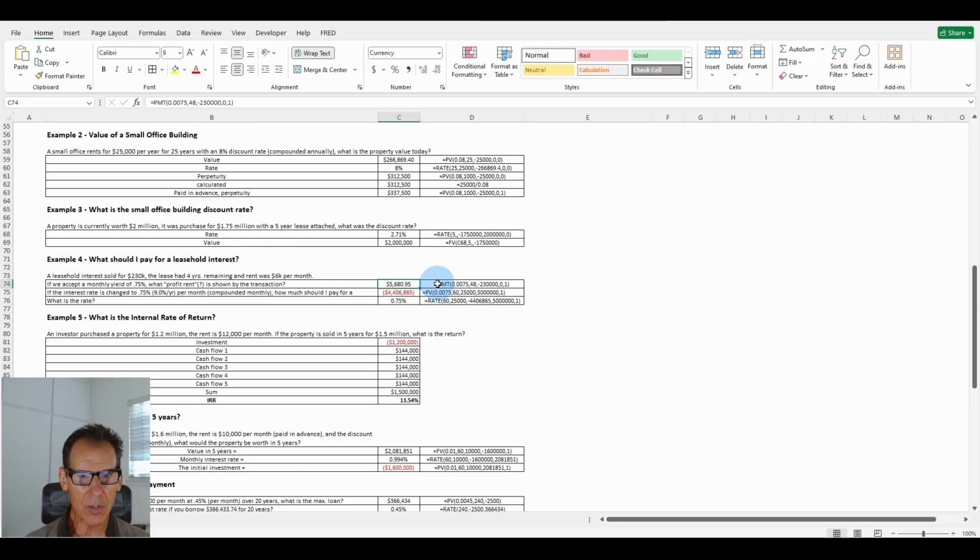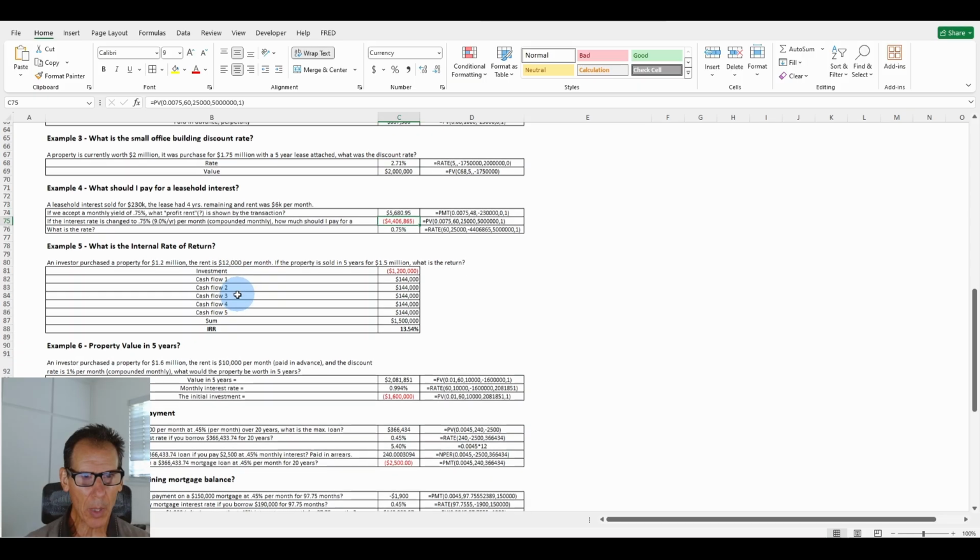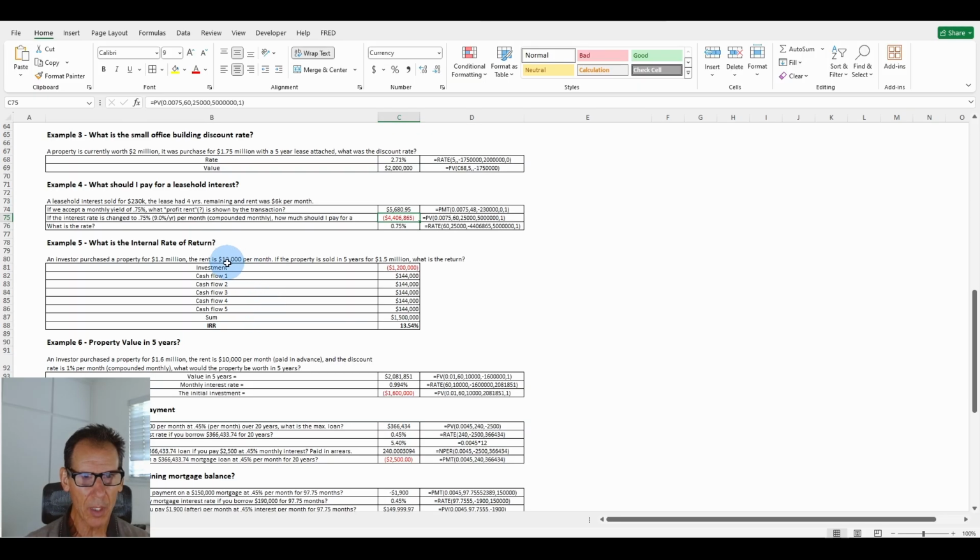And type is going to give us if we pay the beginning of the month or the end of the month. Practice. An investor purchased a property for $1.2 million. The rent is $12,000 per month. If the property sold in 5 years for $1.5 million, what is the return?